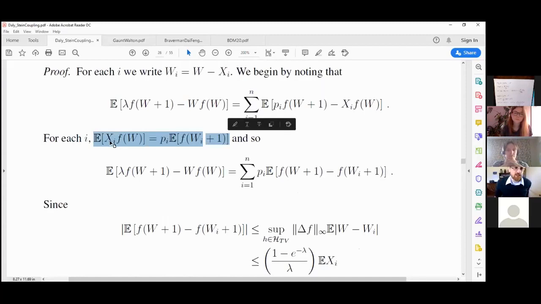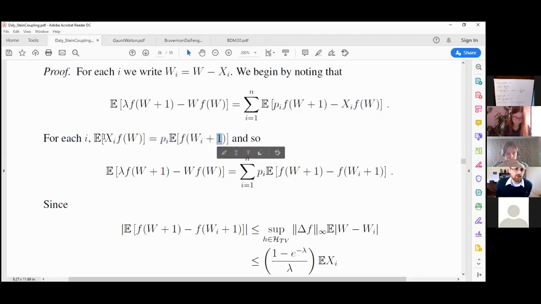For every i, my xi's are Bernoulli random variables, either 0 or 1. They're 1 with probability pi, and if my xi is 1, then w is just wi plus 1, because wi is everything apart from xi, and xi is 1. With probability 1 minus pi, xi is 0, so everything there is 0. Essentially conditioning on my xi lets me turn that x there into a p, so that I can pull those p's out of the expectation at the cost of writing a wi plus 1 instead of w.